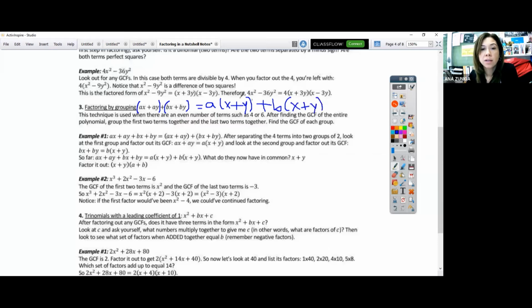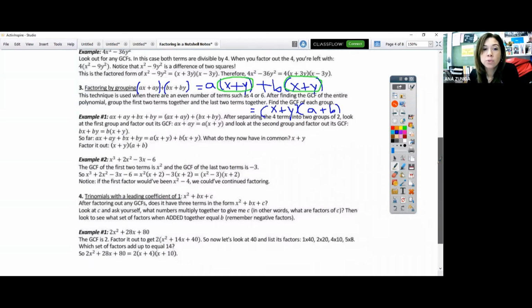So now you look at this and you're like, okay, what do they have in common now? They actually have x plus y in common, both of them, which is great. So what I'm going to do now is factor that out. I'm going to take out what they have in common. So this is going to equal x plus y. And then once I factor it out, notice I immediately open another parentheses and I write what I have left, which is a plus b. Some people do this backwards. Some people like to write the a plus b first and then the x plus y. It doesn't matter. It's the same answer. So that's how you factor by grouping.